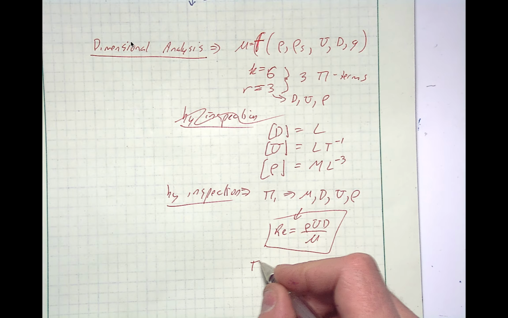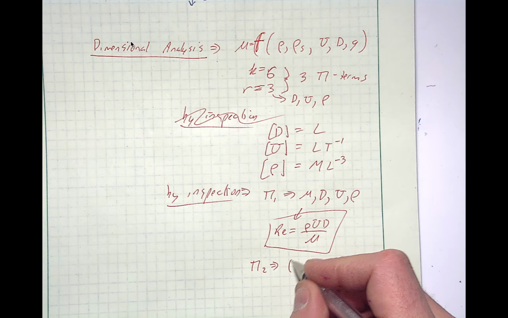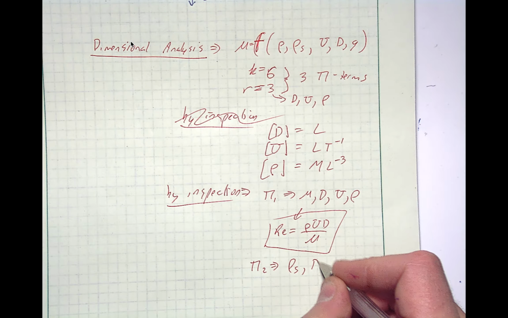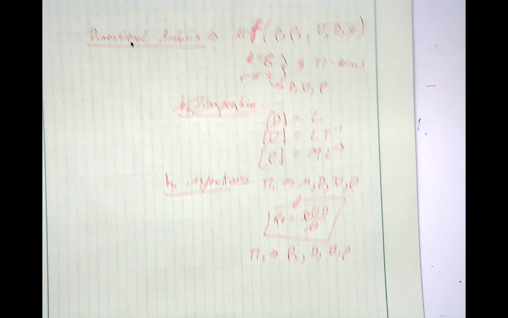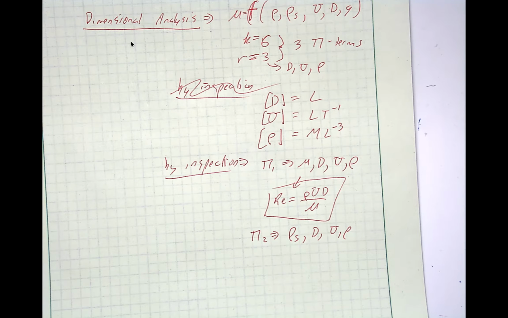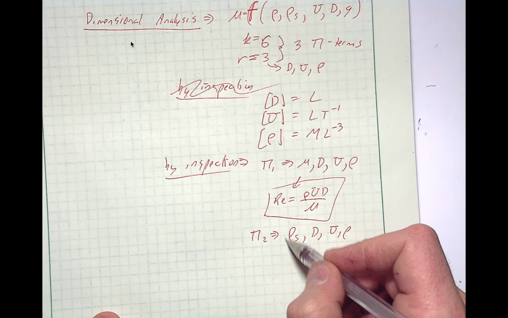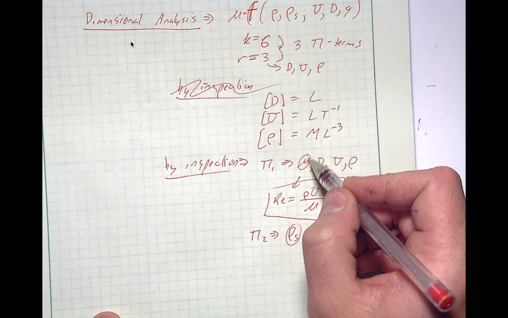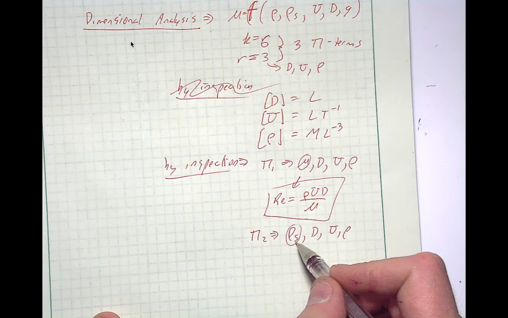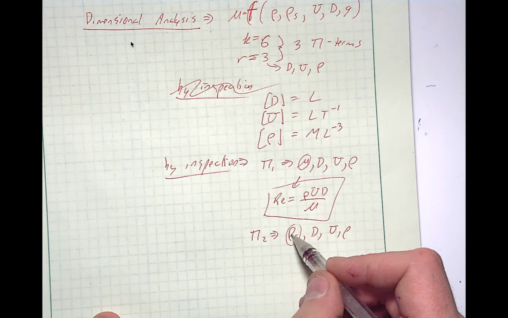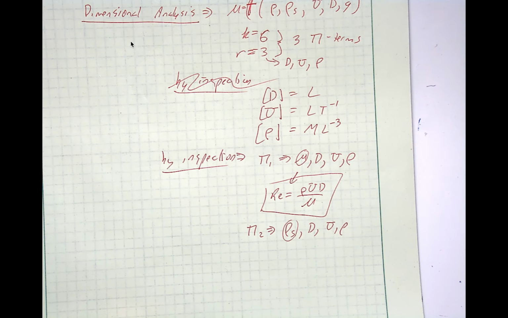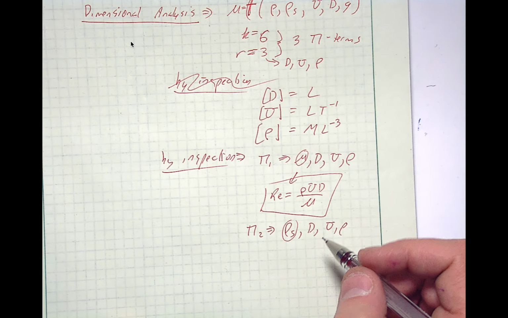All right, pi 2 is then, we now have the sphere density related to, can we do this one by inspection? It needs to include this one, right? So these are our non-repeating variables. Can you make a dimensionless parameter by multiplying or dividing this by one of these?